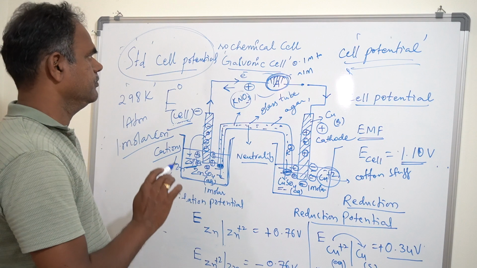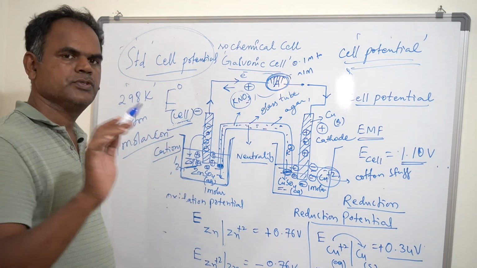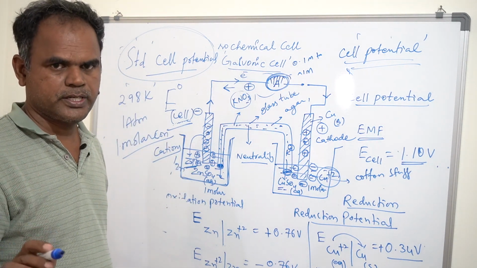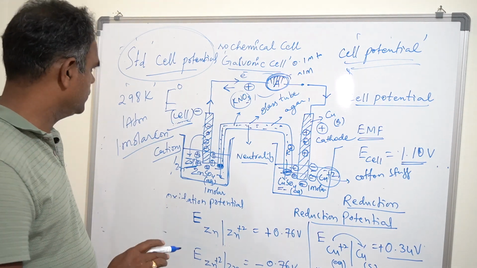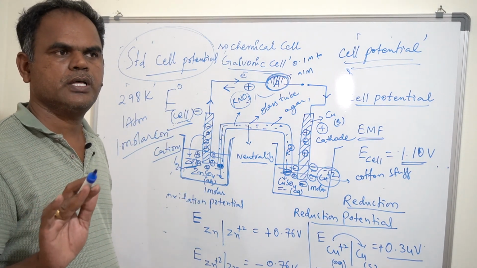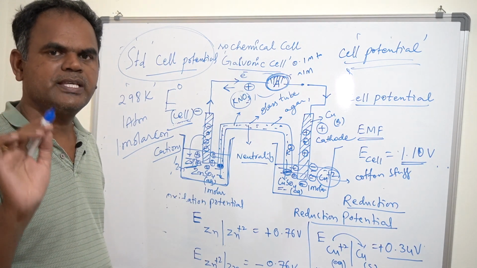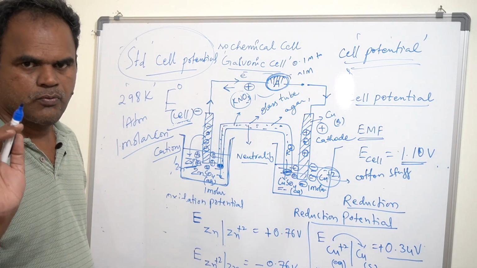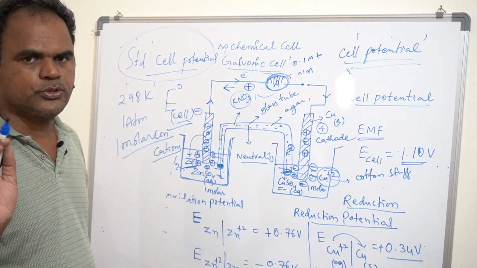So here, the cell potential and standard cell potential are the most important things. If you want to calculate the cell potential, you must know the single electrode potential values of the electrochemical cell.